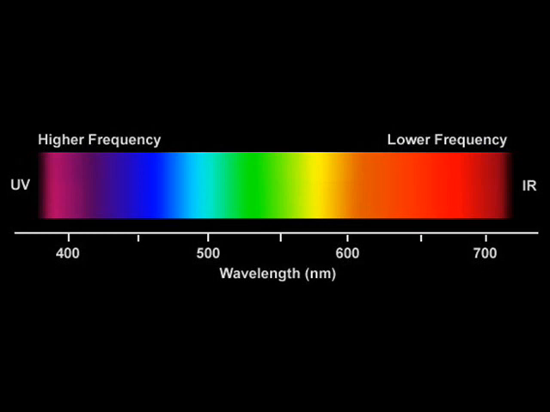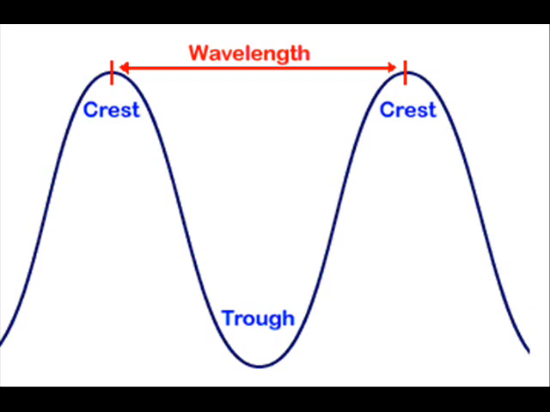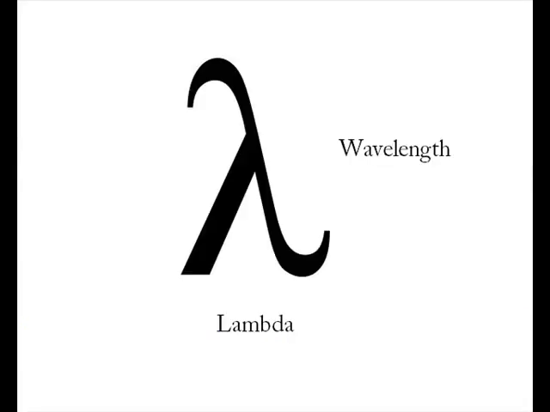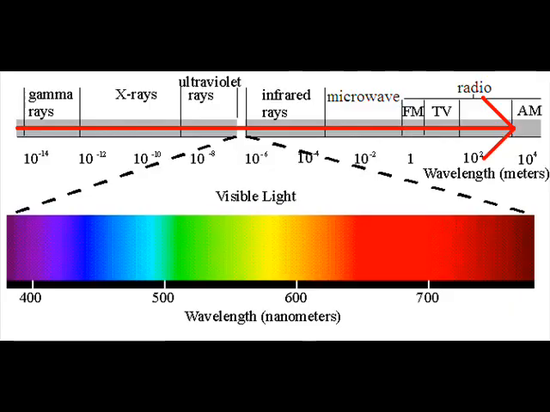And along this spectrum, there are things called wavelength, and that's the distance between the peaks of the waves. And it can be represented by the sign lambda, which is kind of like a funny upside down Y. And on the electromagnetic spectrum, wavelength increases when you go from left to right. So it's greatest at radio waves.